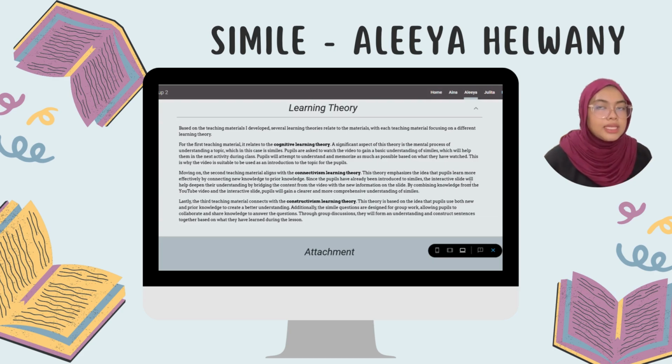And then moving on, the second teaching material aligns with the connectivism learning theory, where since the students already understand a bit about simile based on the video, they will use their knowledge to connect with what they are going to learn in the interactive slide. So what they already know, they will use that and try to align it with what they are learning in the interactive slide.